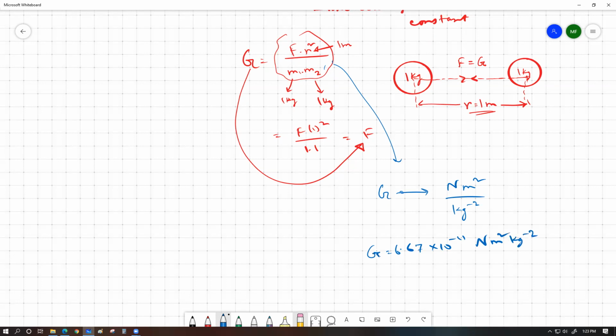You just have to understand that this is a really small number, which means if two 1 kg objects are separated by only 1 meter distance between each other, they are going to attract each other by only virtue of gravitational force. The attraction between them is going to be 6.67 into 10 to the power minus 11 Newton. So this is a pretty small force.